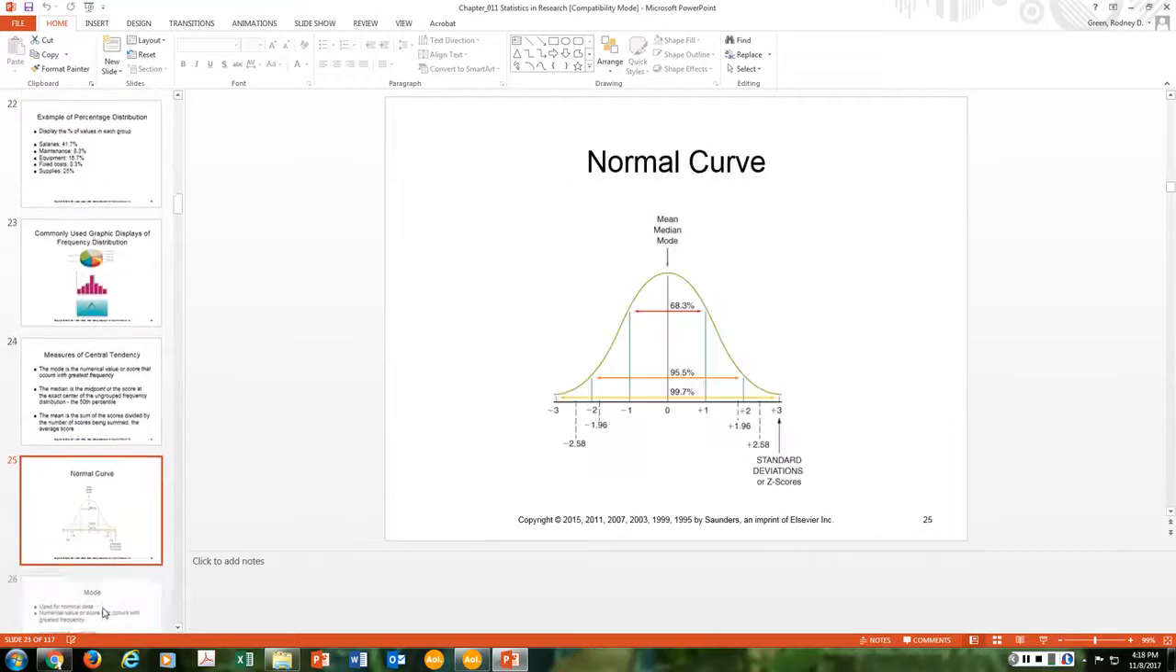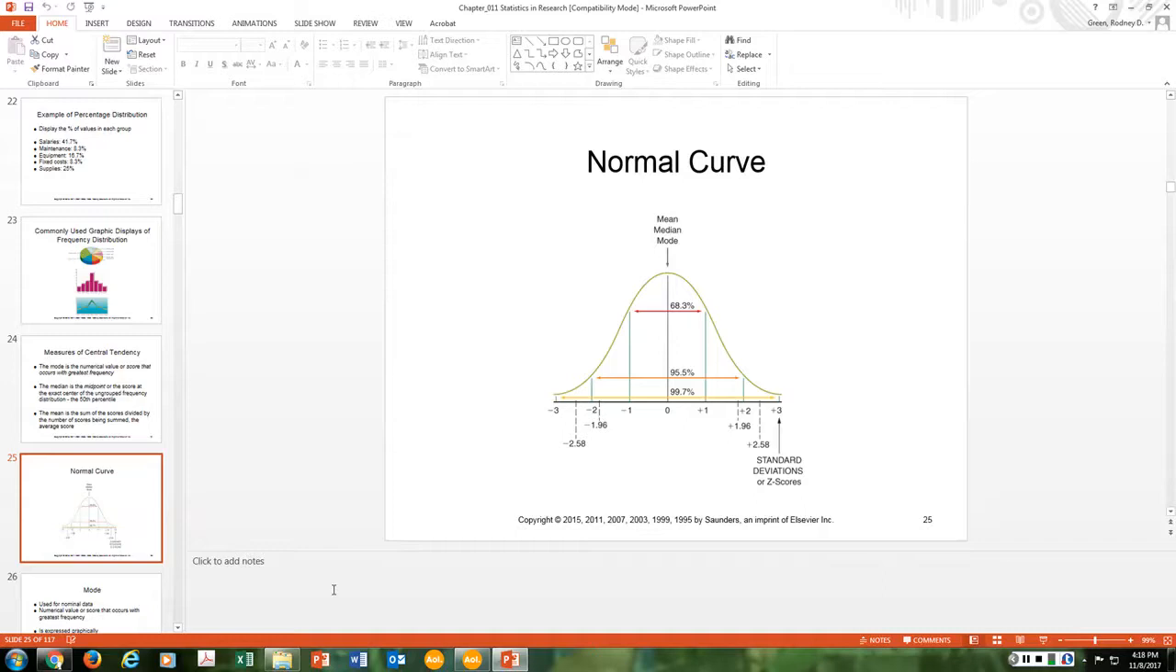So here we have the normal curve. The median score is right here at 0 point. Here we have the first standard deviation, second standard deviation. This represents 34% to the left, 34% to the right. And then the second standard deviation, and the third standard deviation.